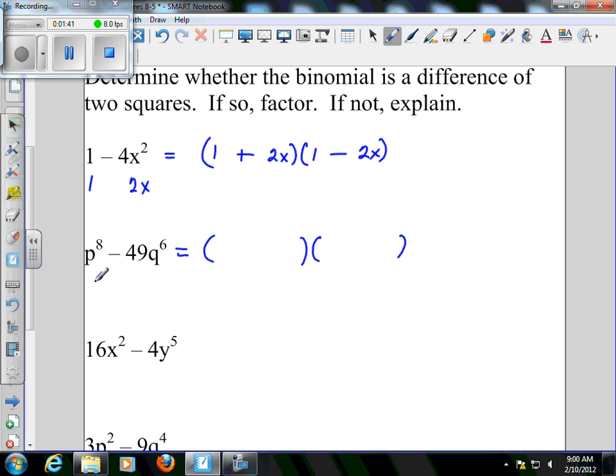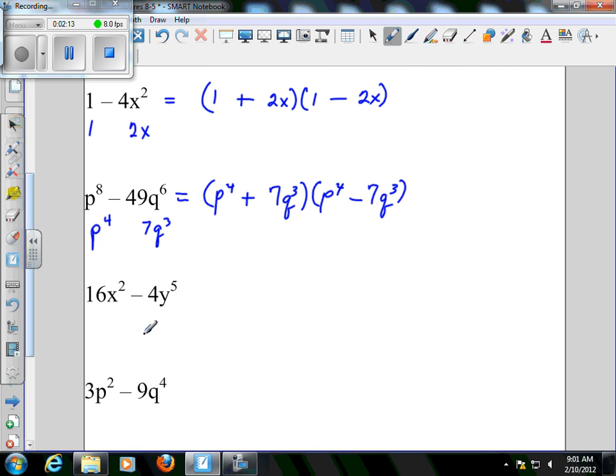Now, what do you have to square to get p to the 8th? Well, it's actually p to the 4th. So let's put in p to the 4th. We'll see if that works. What do you have to square to get 49? That would be 7. What do you have to square to get q to the 6th? That would be q to the 3rd. So it looked like these were squares, so now we'll just put in a plus and a minus. So here we had 7q to the 3rd. So we have p to the 4th plus 7q to the 3rd times p to the 4th minus 7q to the 3rd.